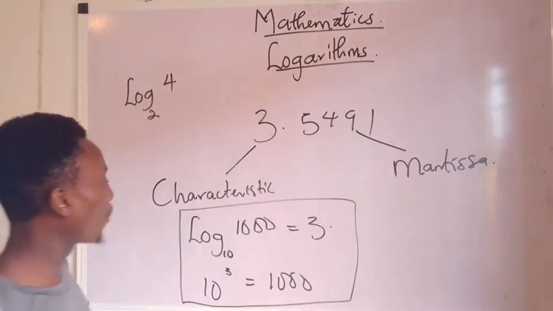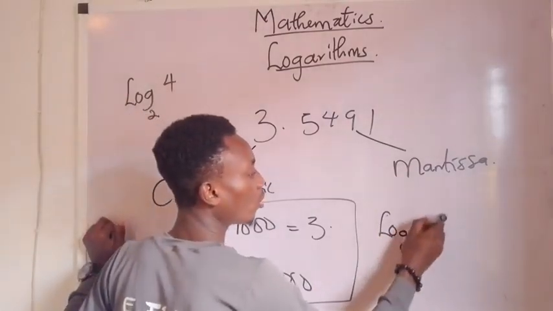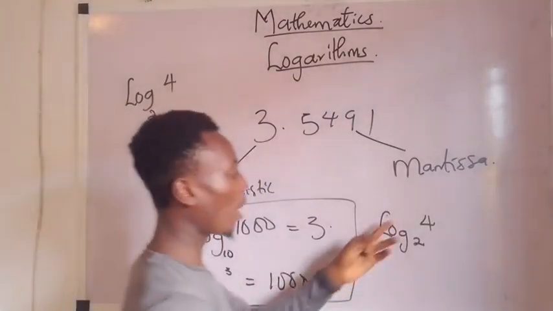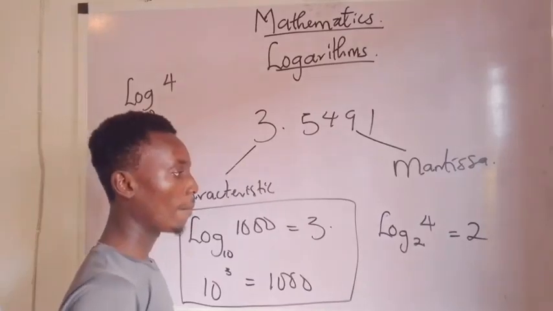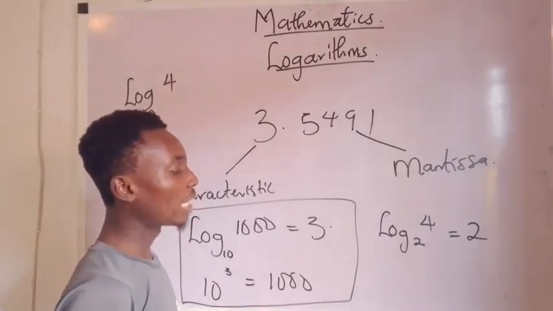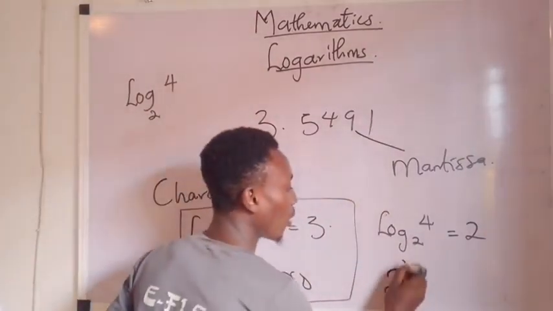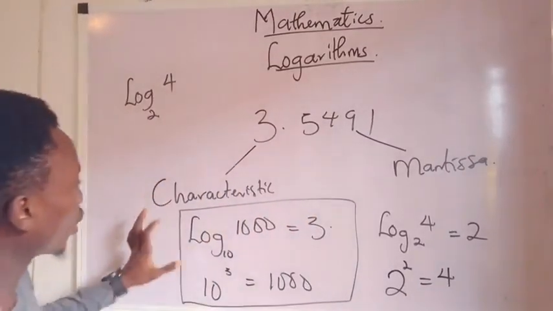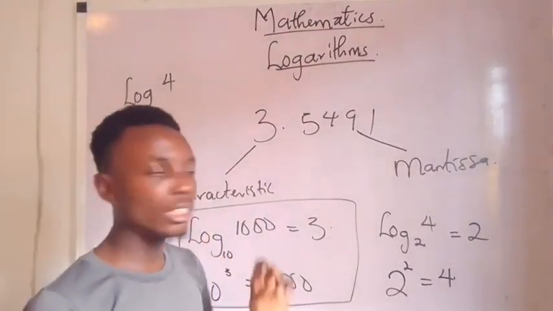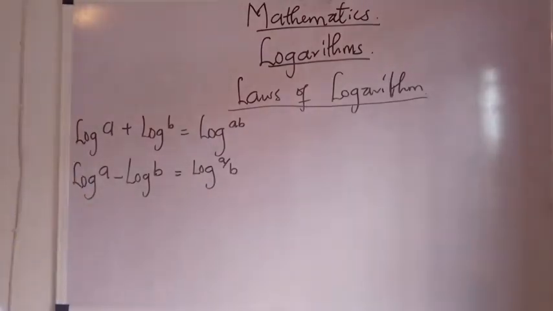I will take another example. Look at the one I just wrote here. Log 2 power 4 is actually equal to 2. Now, how do we connect this with indices? 2 raised to power 2 is actually 4. This is the relationship between indices and logarithms. Do take note. Moving very quickly to the laws of logarithm.